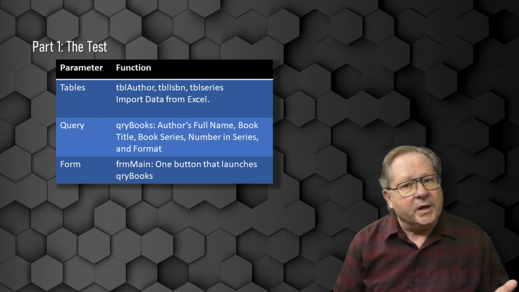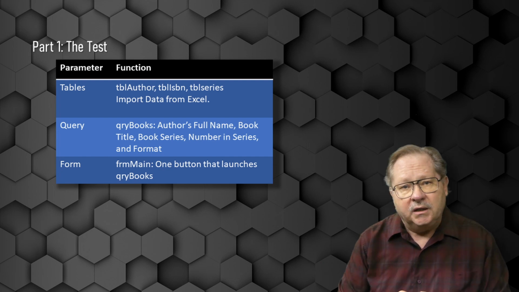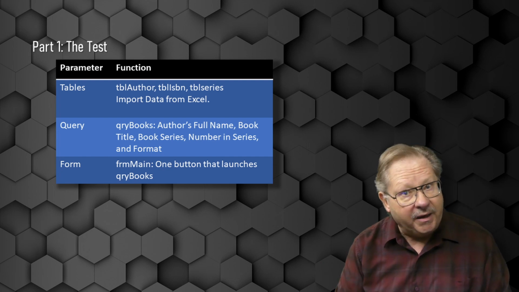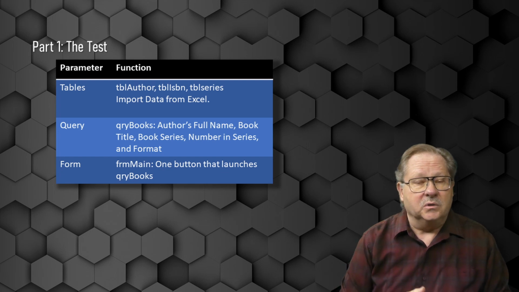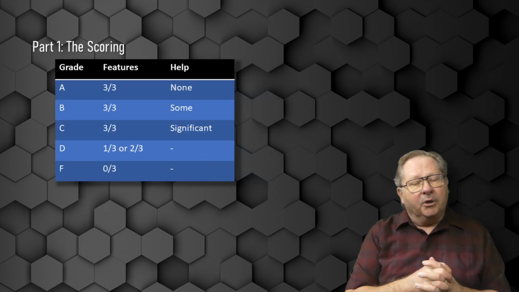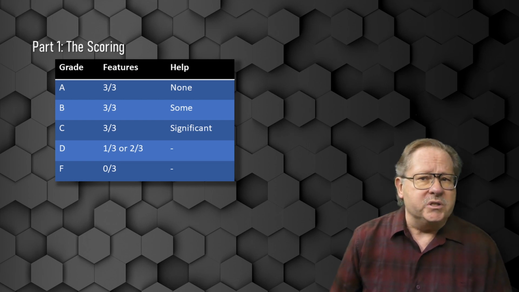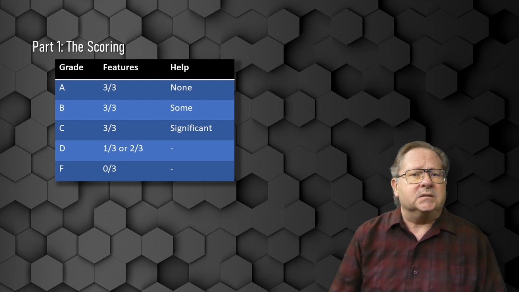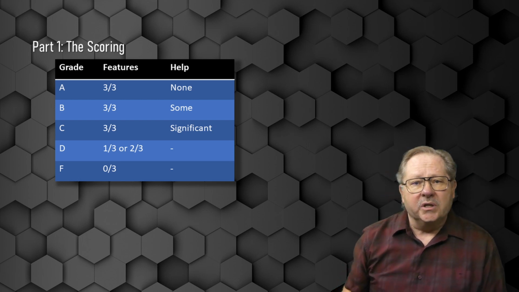Then we want it to write a query called query books using all three tables. A form called form main with a button that opens the query that we just created will also be requested. So part two, how are we going to grade it? I'm going to give the AI reasonable time to complete the tasks. Once we've finished, we'll grade the AI based on the results.